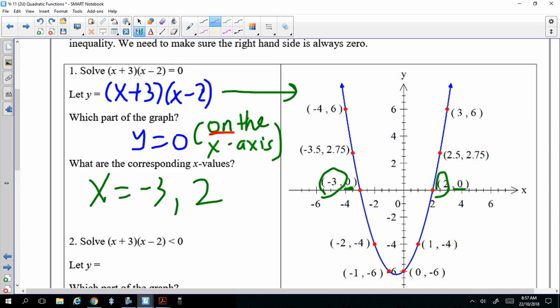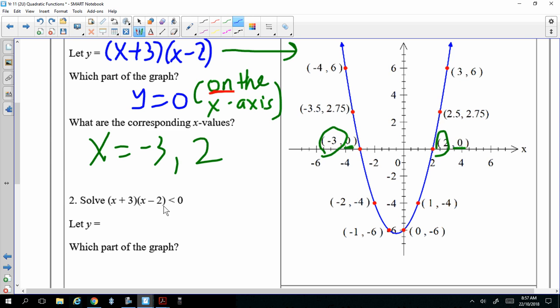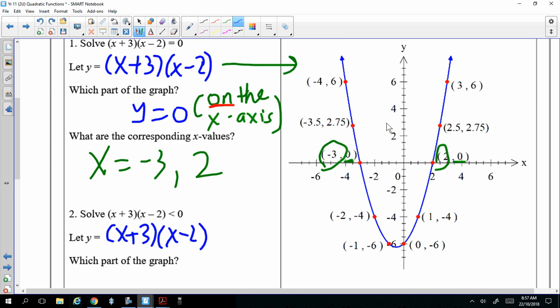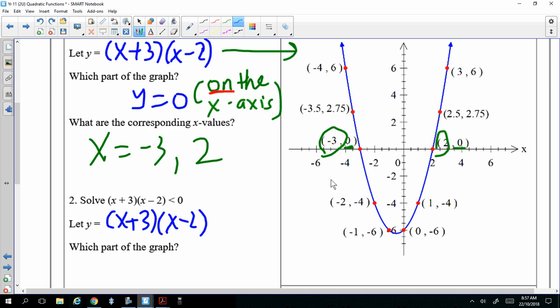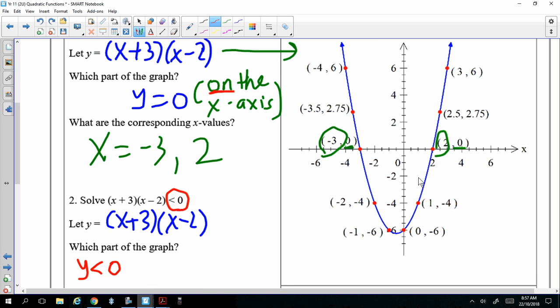Now, once we know how to use the graph to solve the equation, we can also use the graph to solve the inequality. Now, how does that work? This time, it is less than 0, not equal to 0. So again, we let y equal to the formula, which is drawn on the right, and it says that it's less than 0, so y is less than 0. Let's examine where the y value is negative. This is negative, this is negative, this is negative. These are all the y values that are negative.